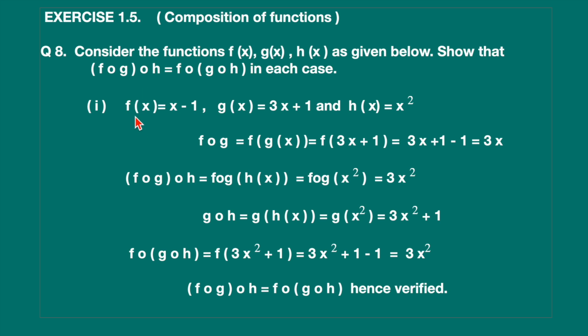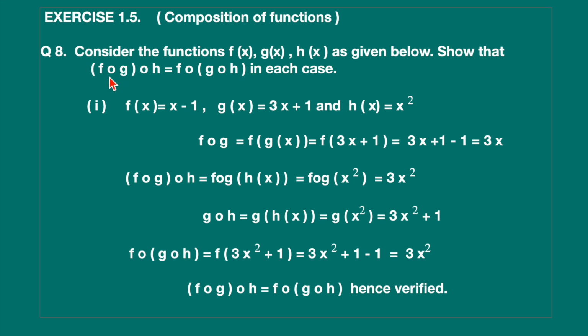Now let us write down the 3 functions. f(x) is equal to x minus 1, g(x) is equal to 3x plus 1 and h(x) is equal to x square. Now here we have to prove that this LHS is equal to RHS. Let us take the LHS. In this bracket, whatever is given, we will do that first.